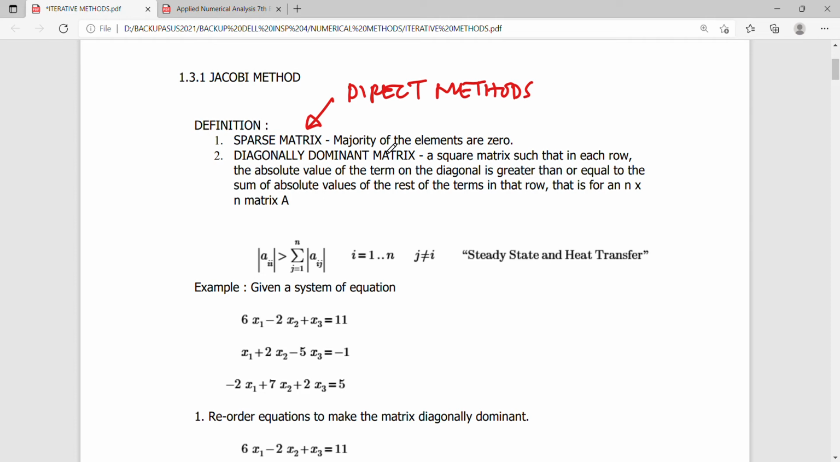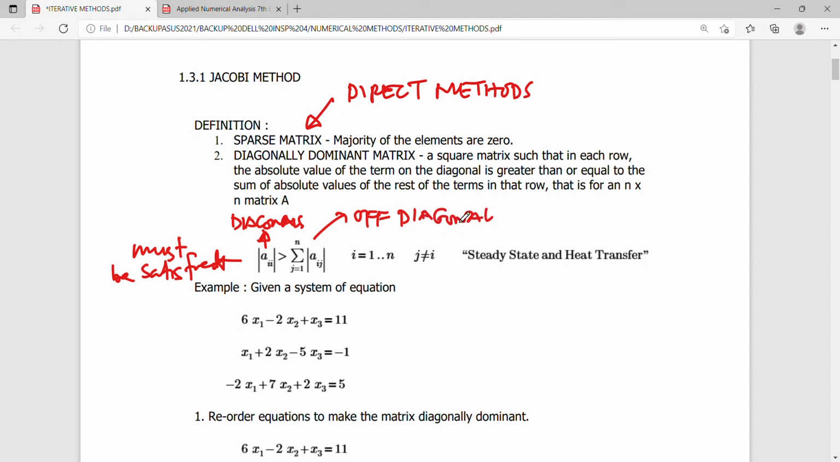That is, for an n by n matrix, this equation here must be satisfied. Okay, so we are referring here to the absolute value of the diagonal, which must be greater than the sum of the absolute values of the off diagonals. So these are the diagonals and the off diagonal elements. Off diagonal elements are those which satisfy the i row and the j column numbers not being equal, that is, i is not equal to j. And this is very much applicable to steady state solutions of heat transfer.